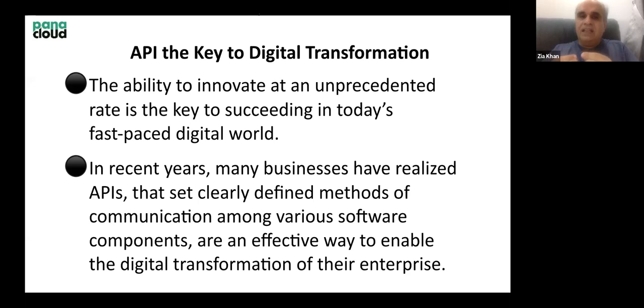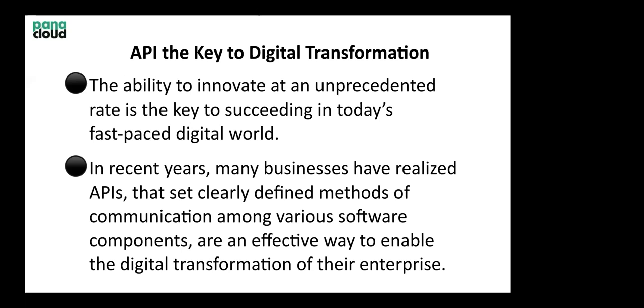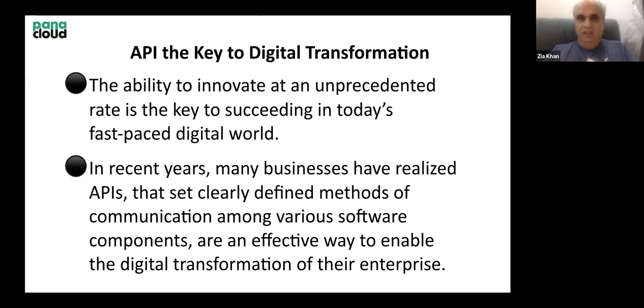Now, API is a key to digital transformation. If United Bank wants to become a digital company, a 21st century company, it will have to adopt the API-first philosophy, which is a key to digital transformation. The ability to innovate at an unprecedented rate is the key to succeeding in today's fast-paced digital world. You will continuously want to change. If all the different modules are not connected with well-defined APIs, how are you going to continuously change, adapt and innovate? Therefore, API is the key.